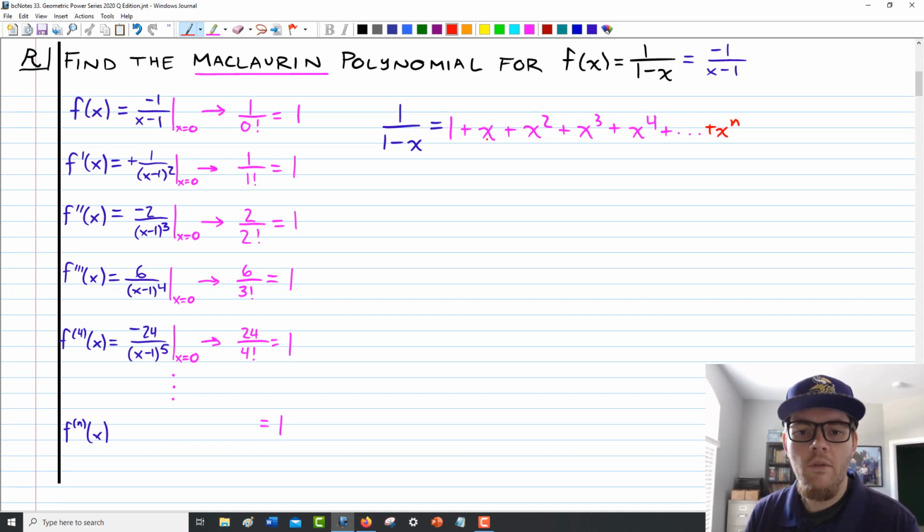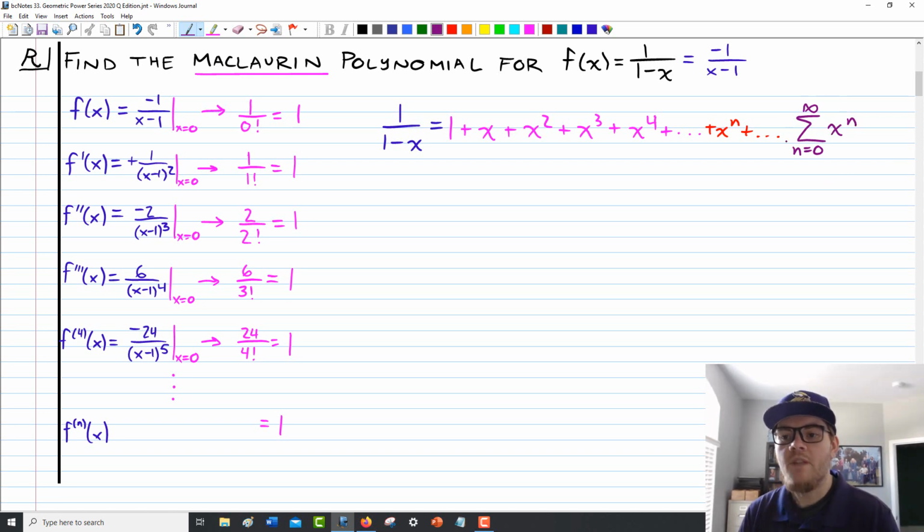First one's x to the 0, then x to the 1, 2, 3, 4. They're all positive. They're all working really, really well. And from there, that means that we seem to have found our expression. It looks to me like this is just the power series, starting at 0 and going up to infinity, of x to the n.